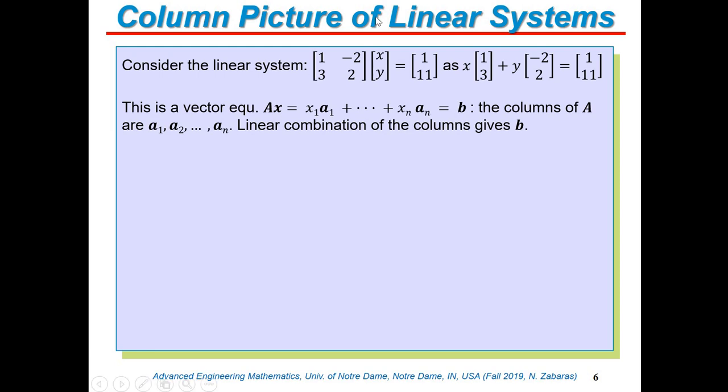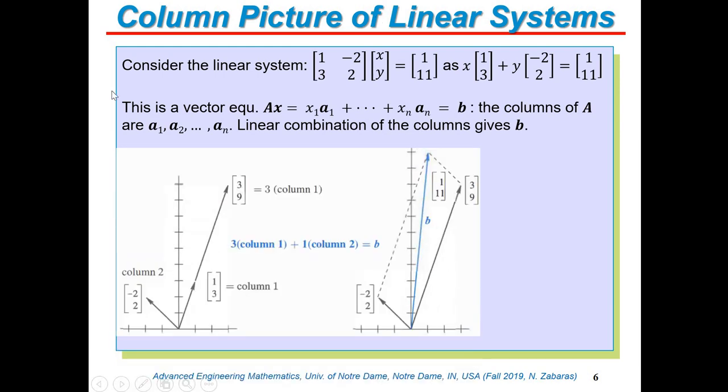So my particular 2x2 example, if you want to visualize it geometrically, we have two vectors. Vector 1 is 1 and 3. Vector 2 is -2 and 2. And you can see 3 times vector 1 plus 1 time vector 2 gives you the right-hand side, b equal 1 and 11. Of course, in these examples, we assume that a solution to the linear system of equations exists, and that's why we can get nice graphical representation.